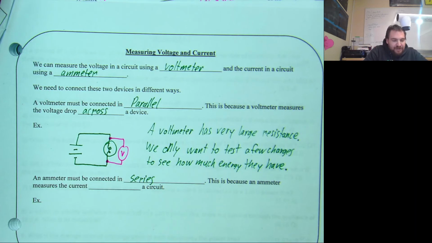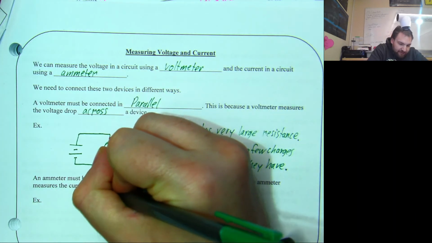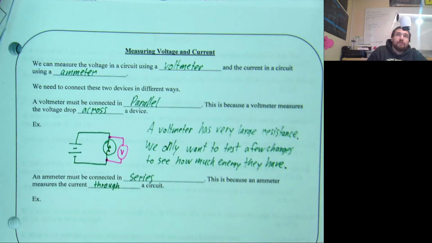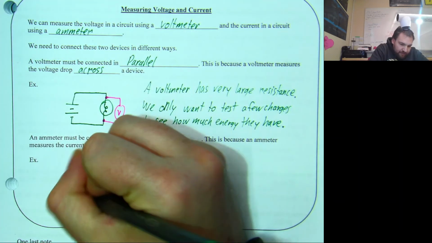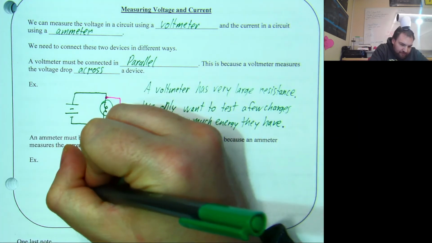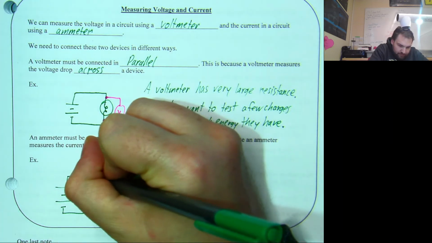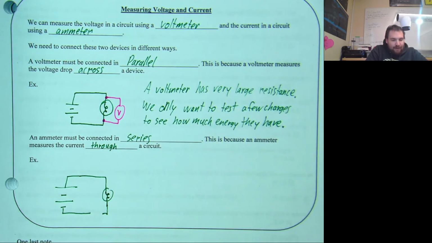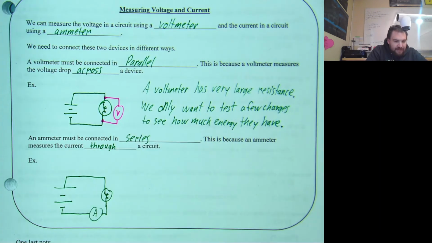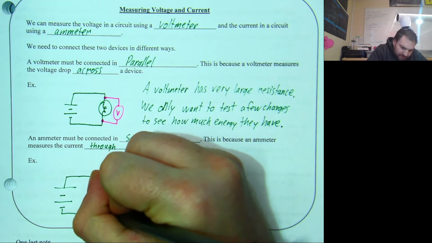This is because an ammeter measures the current through a circuit. You don't measure the current at multiple points, you measure the current at one point. So if I had my same circuit, and I wanted to measure the current there, I would have to toss my ammeter into the circuit in series. I'd connect it like that. Which I guess I should have also done in pink to match the voltmeter.